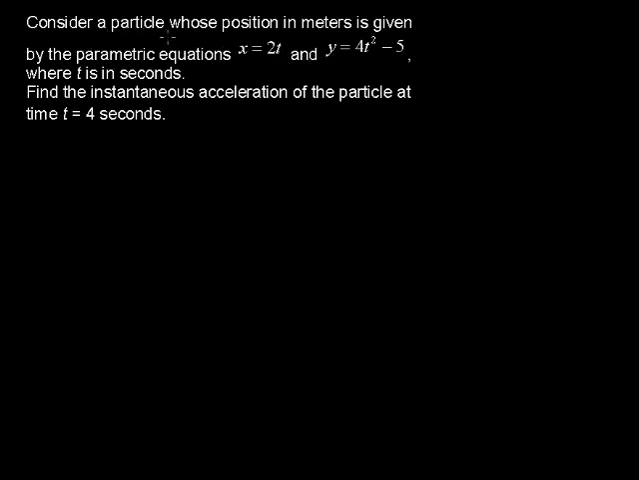Consider a particle whose position in meters is given by the parametric equations x equals 2t and y equals 4t squared minus 5, where t is in seconds. Now find the instantaneous acceleration of the particle at time t equals 4 seconds. Acceleration, not velocity. So the acceleration is the second derivative. So let's write that in this form.